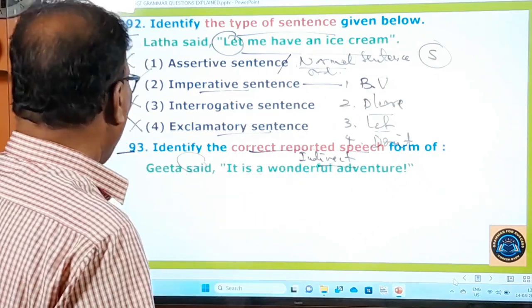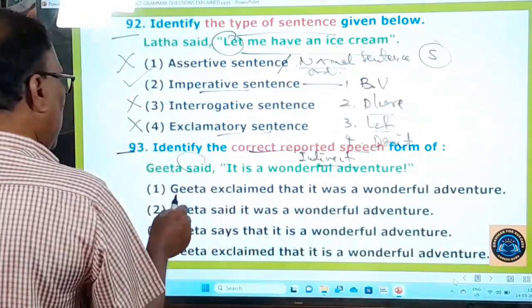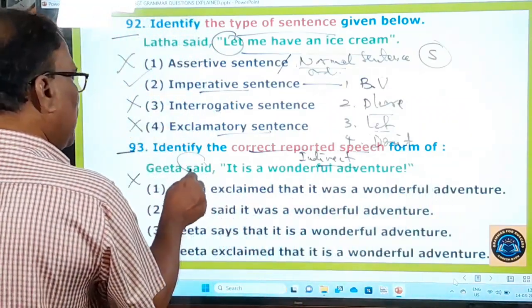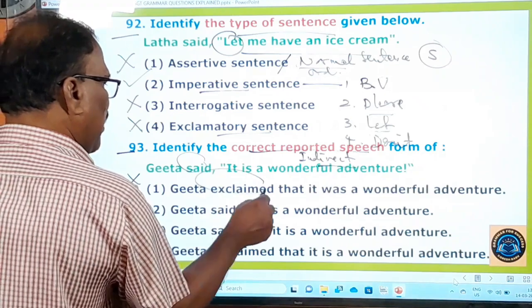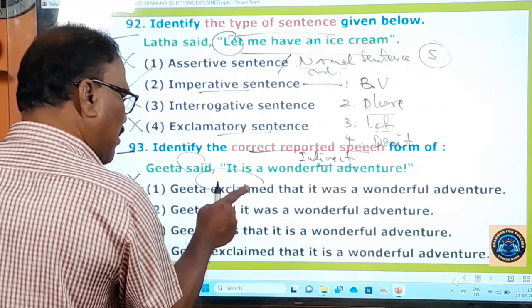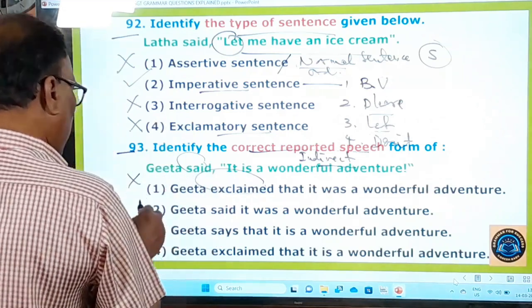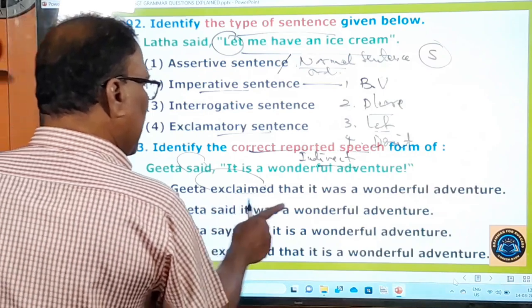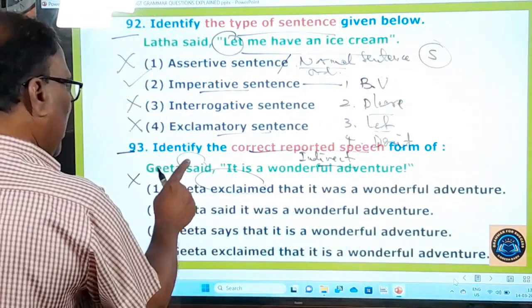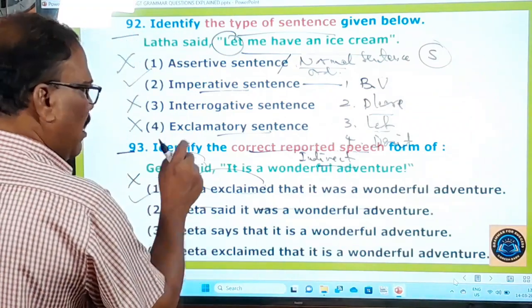Now let us look at the options given. Geeta exclaimed that it was a wonderful adventure. See, the first one is the wrong one because said is turned into exclaimed. The reporting verb said should not be changed into exclaimed. Since it is changed into exclaimed, this is the wrong one, right? And now go to the second one. Geeta said it was a wonderful adventure. So the second one is the right one.